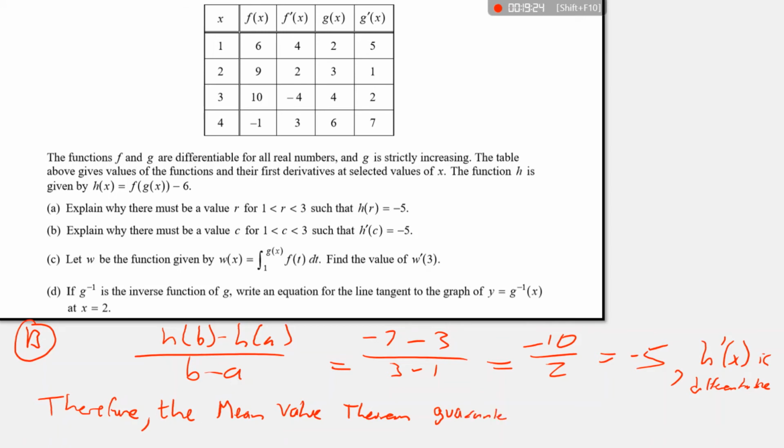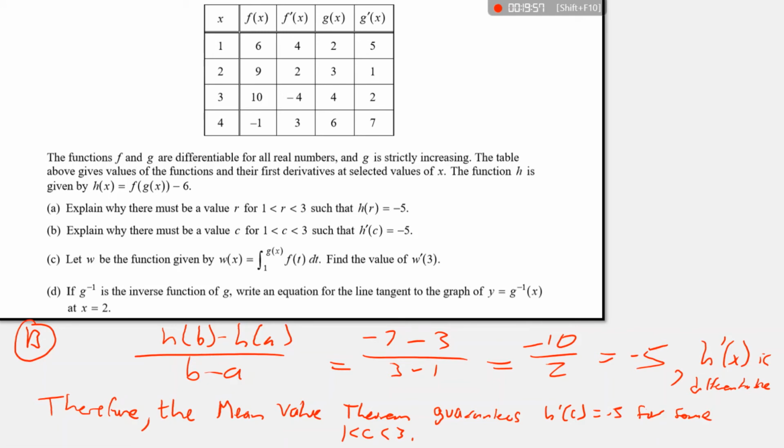Guarantees h prime of c equals negative 5 for some c between 1 and 3. Okay, so key point, we found the average slope and the function is differentiable. Any questions here?